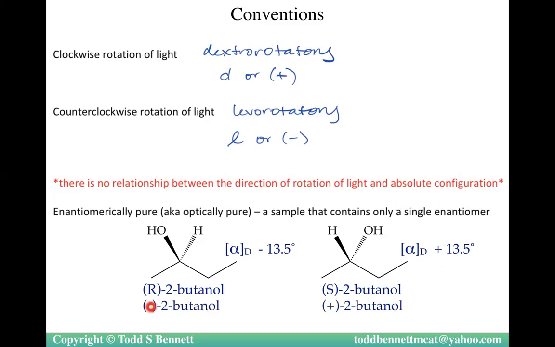You can also call this negative 2-butanol because it rotates light negative and positive, and you could also call it small l and small d. So small l is the same thing as saying negative, and the small d, which should actually be a cursive d, represents positive rotation of light.